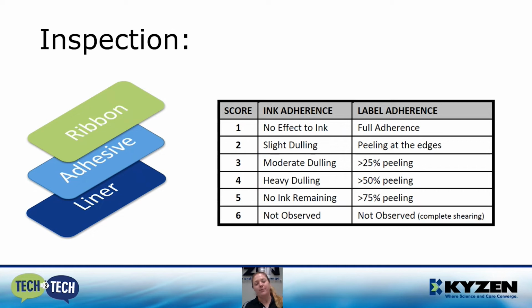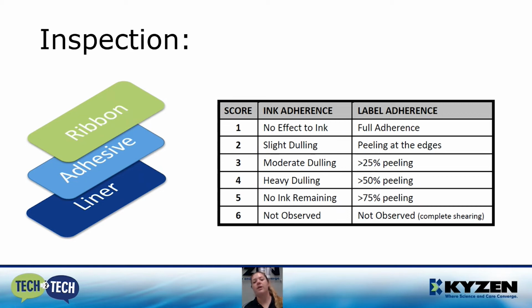Let's get into inspection. So this is kind of our score chart and how we grade everything. Looking at the layers of a label, you have your liner and the backing paper. There's an adhesive and then you have a ribbon. So each of these can be combined into different types of labels and different combinations to test. Most of the time we have a series that has the same ribbon over and over with different adhesives, or vice versa, to really understand how this one responds versus another one in the process. So first and foremost, we look at ink adherence.